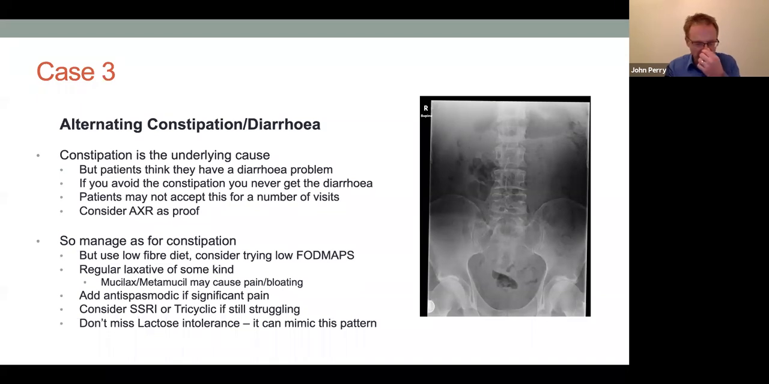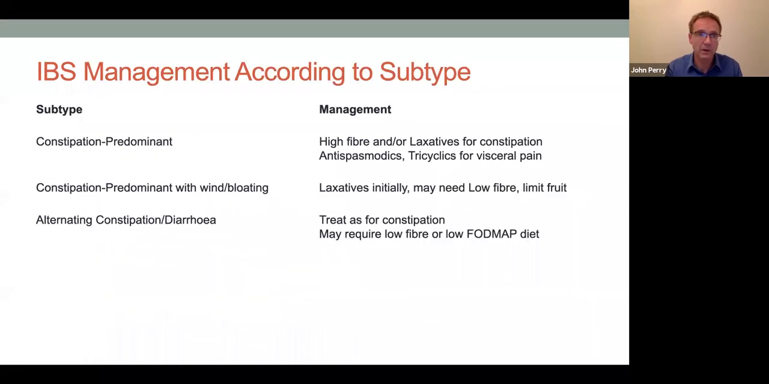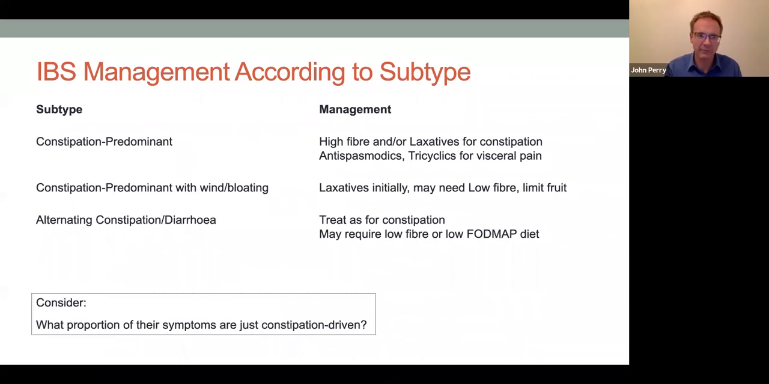That pattern also can be mimicked by lactose intolerance. If they're having dairy intermittently, they'll get diarrhea intermittently. So that's where we're at the moment with the 3. And again, that one probably does better with the low fibre than the high fibre. Again, constipation is probably driving it, but what proportion of it may be is an important question to answer.